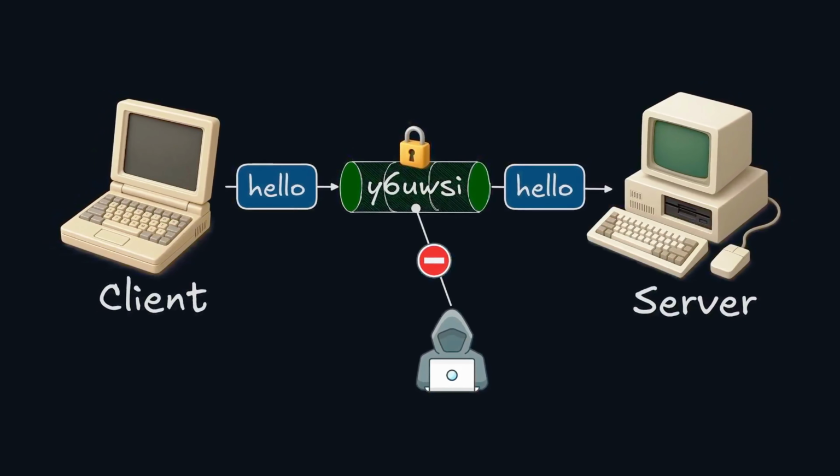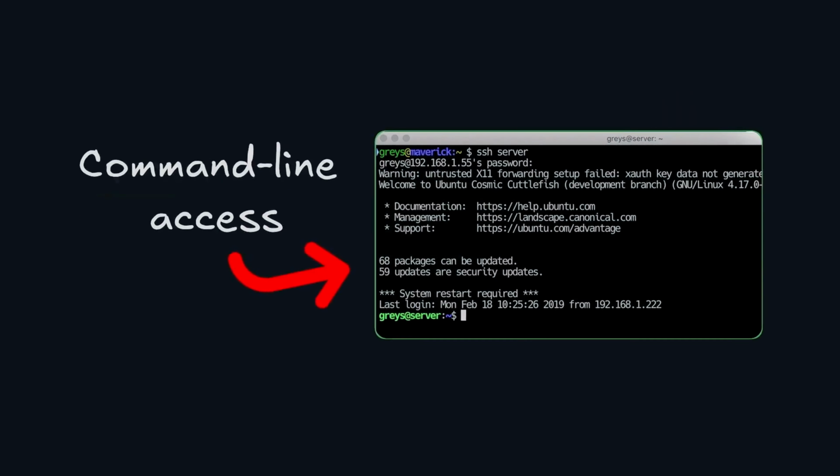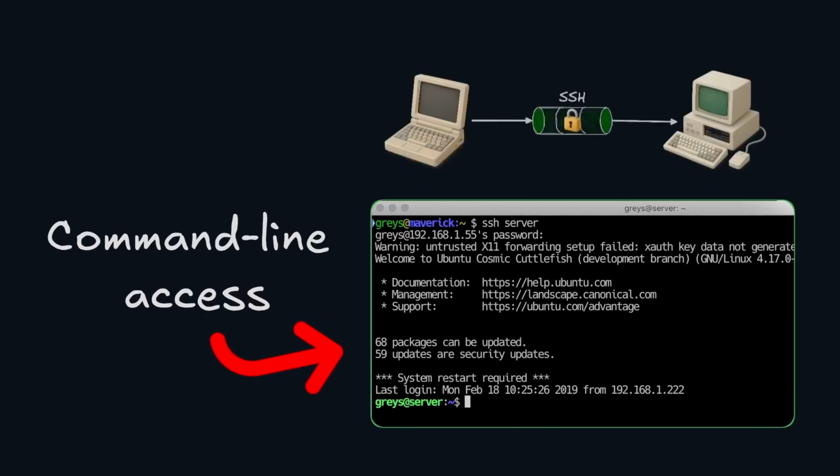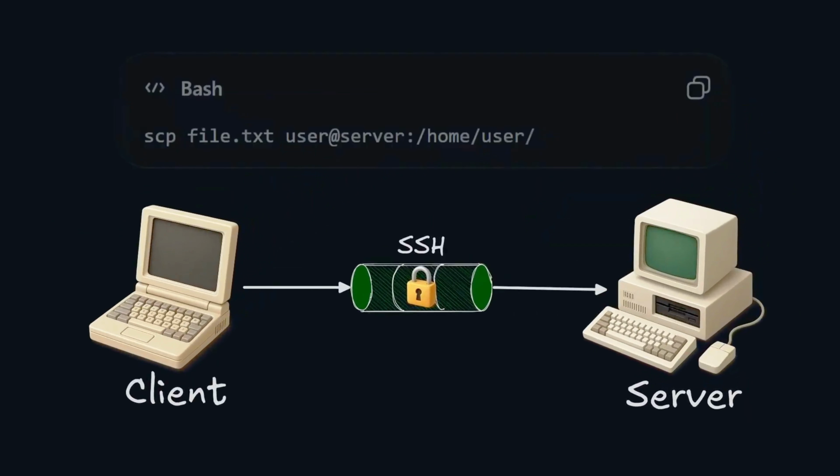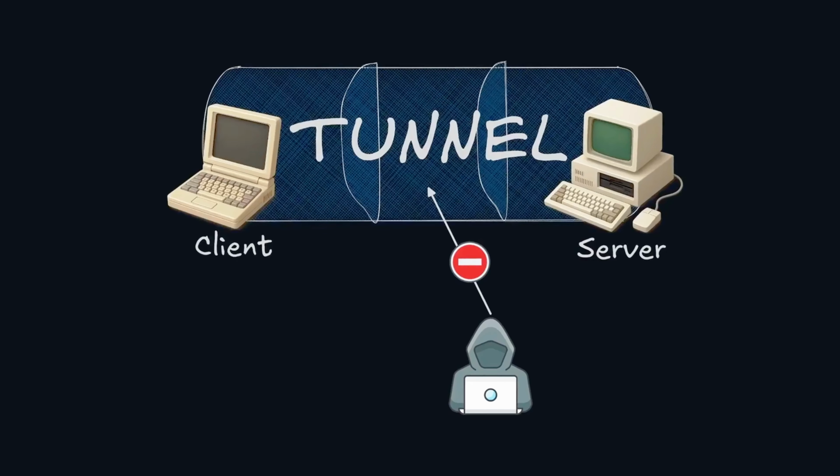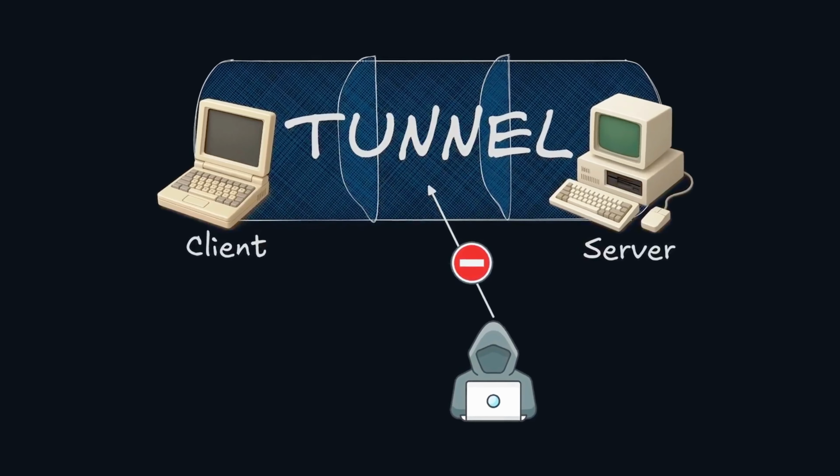SSH is commonly used for three things. First, remote command line access. You can log into a server and run commands as if you were there. Second, file transfers. You can safely move files between systems. Third, tunneling. This allows you to route network traffic through a secure path.